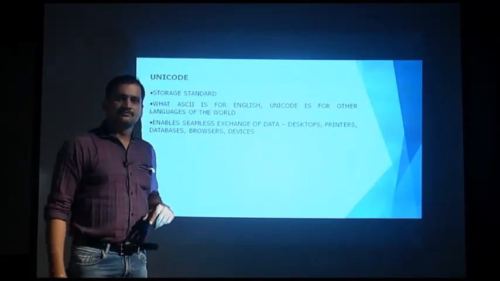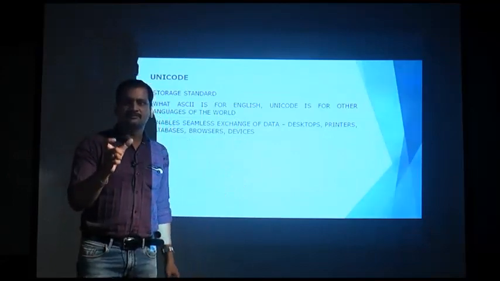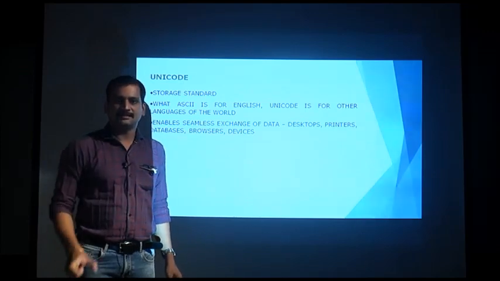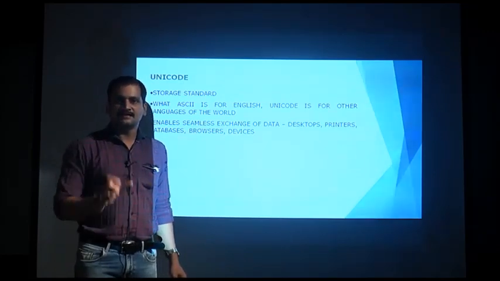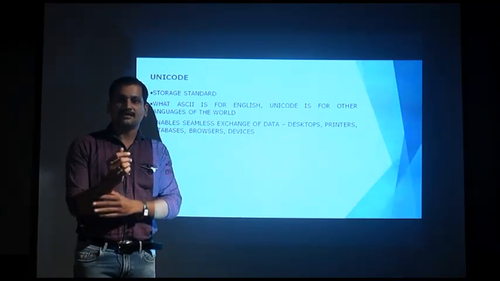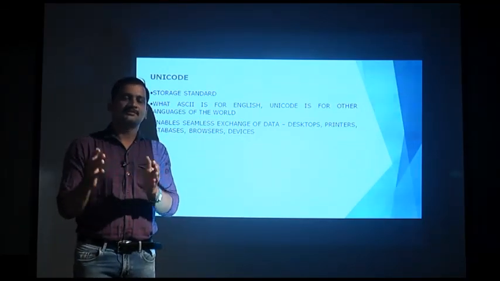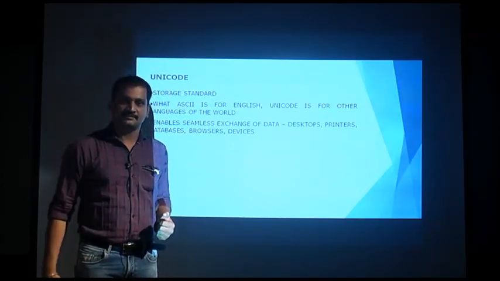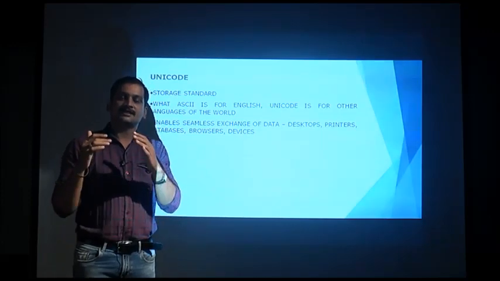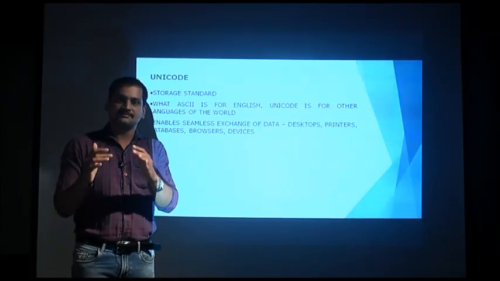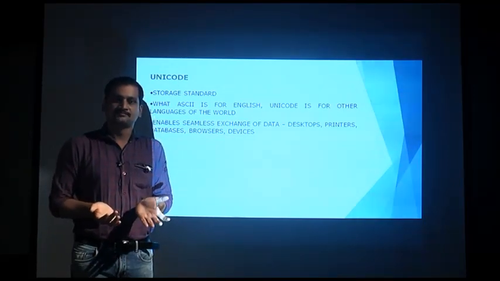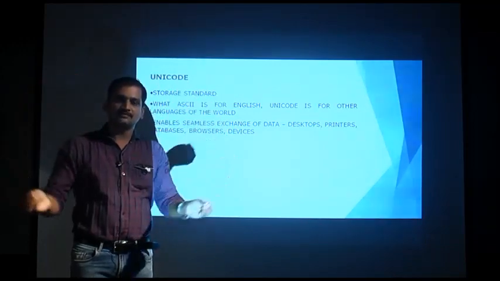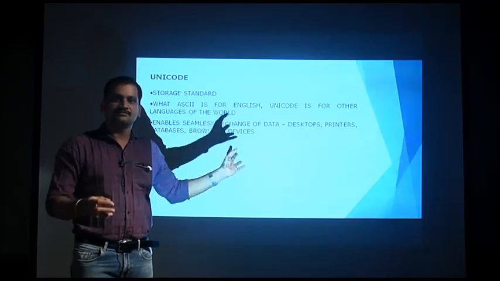By using Unicode we can represent any number of languages, because in a Unicode system a character can be represented in 16 bits. In 16 bits, by combining the bits, how many possible characters can we represent? That is 2 to the power 16, around 65,000 characters. If 65,000 characters can be represented in a Unicode system, then all the languages throughout the world can be encoded in it.